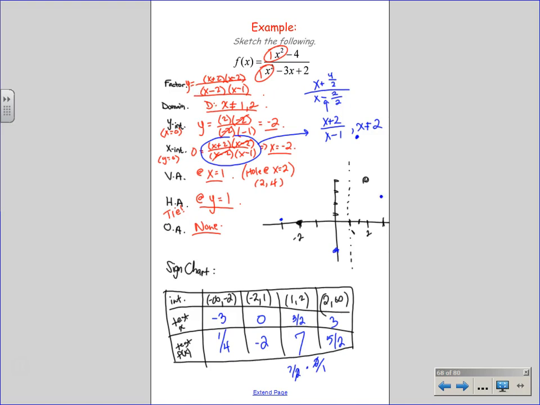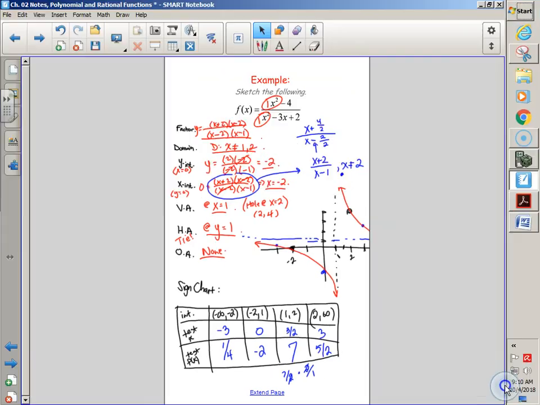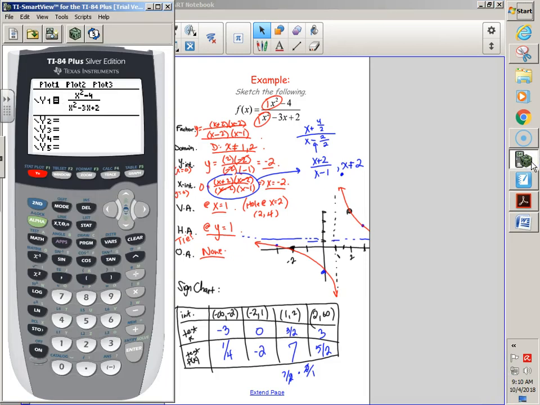Oh, what didn't I write yet? My horizontal asymptote at y equals 1. You guys see your graph? Because I do. Let's see how right we are, though.